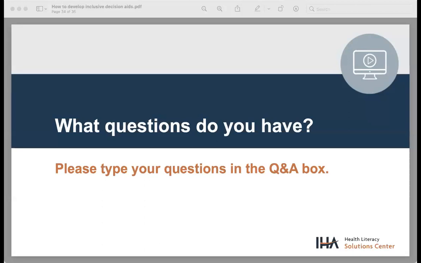So if you have, say, a communicator and a web designer on staff, then it might make sense to make a decision aid in-house. If your organization is more focused on, say, you have a lot of clinicians, you have a lot of subject matter expertise on a particular topic, but don't necessarily have someone who's focused on that plain language health communication work or design, then that might be an opportunity to outsource or partner with another organization that has that expertise.